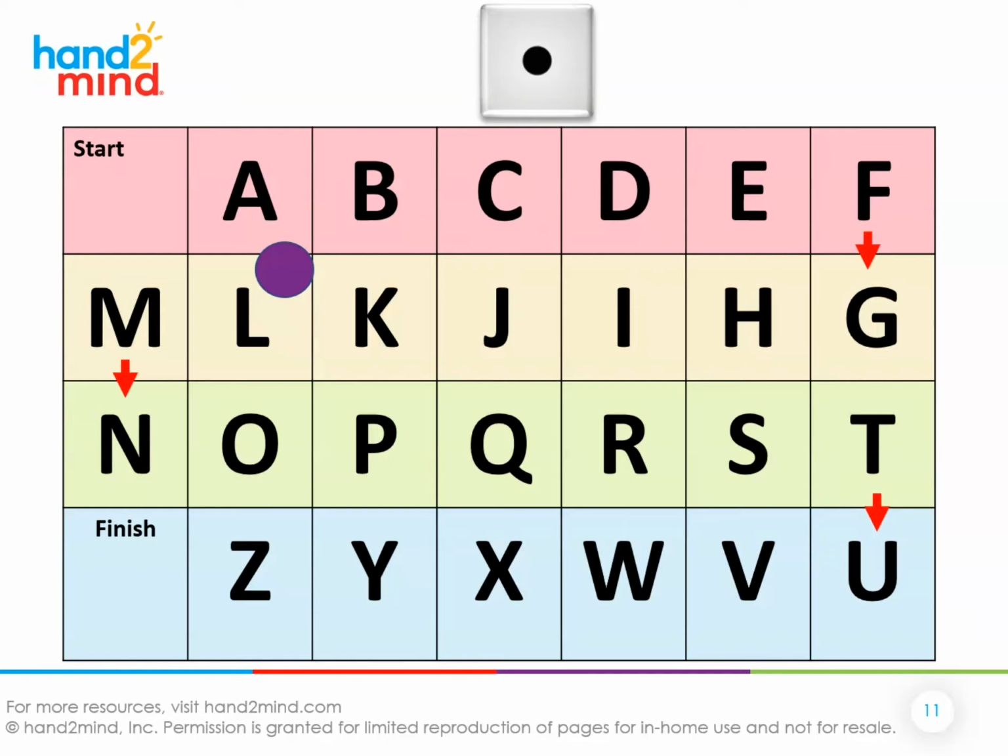Let's roll our die again. We rolled a 6. When I move my game piece 6 spaces, I land on the letter R. Now I'm going to give you 10 seconds on a countdown timer to think of a sentence or phrase that has alliteration using the sound of the letter R. Ready, set, go!